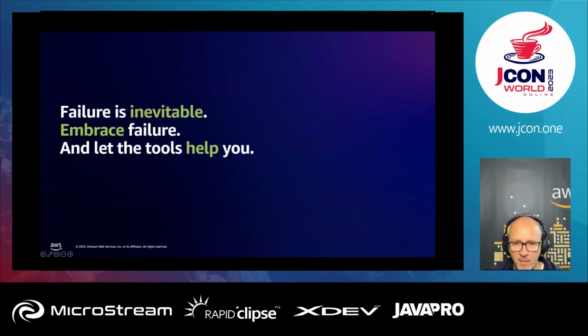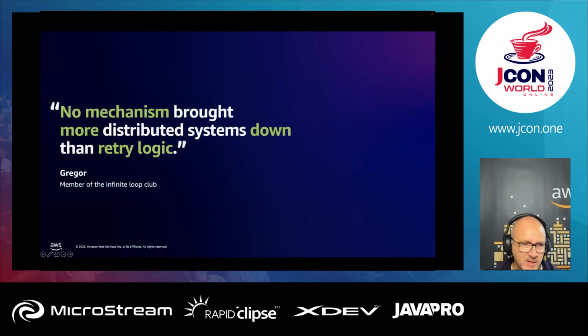And yet another main insight here, since you cannot prevent failure anyway, you should prepare yourself for it. So embrace failure and use all the tools that you have. By the way, there's one common pattern that is employed virtually always when something goes wrong somewhere, which is retry. And while it is totally valid and encouraged, you still need to do it with care. One insight we gained about it is the following. No mechanism brought more distributed systems down than retry logic.